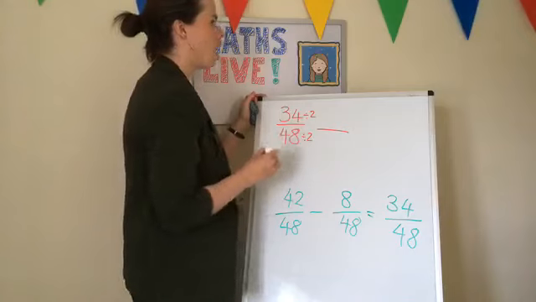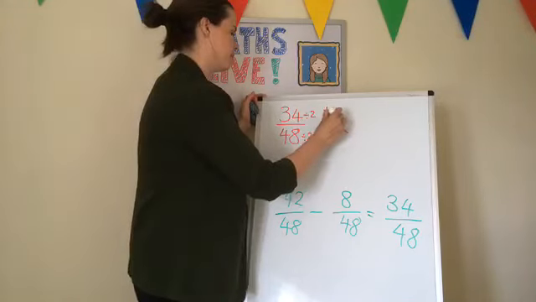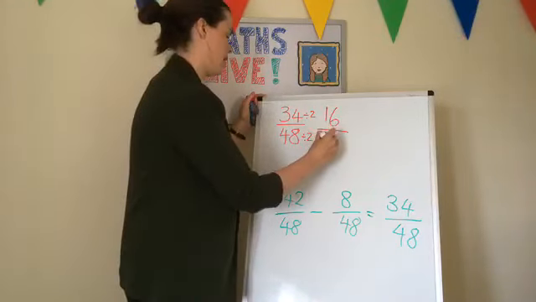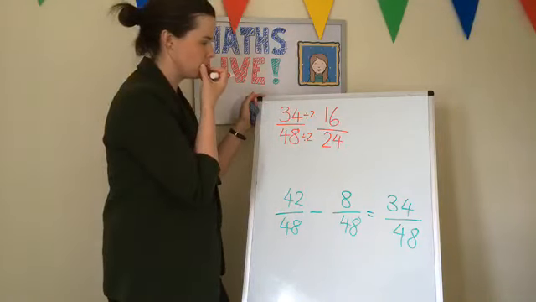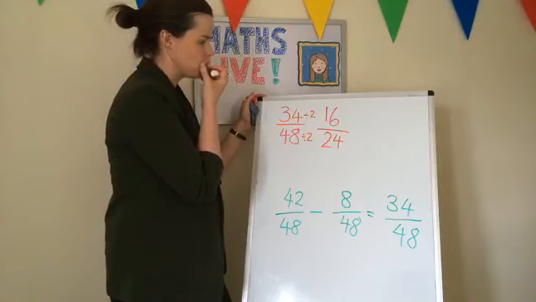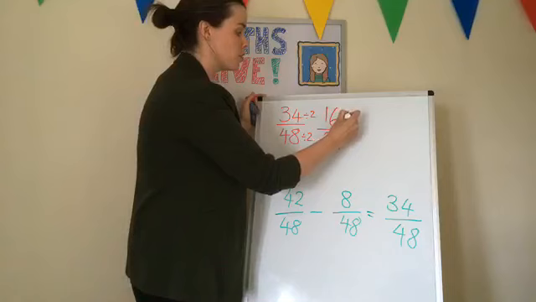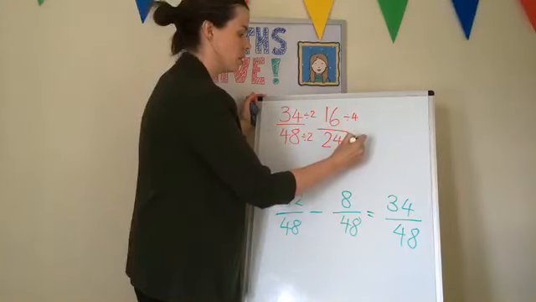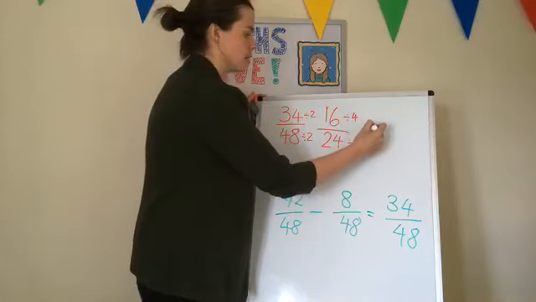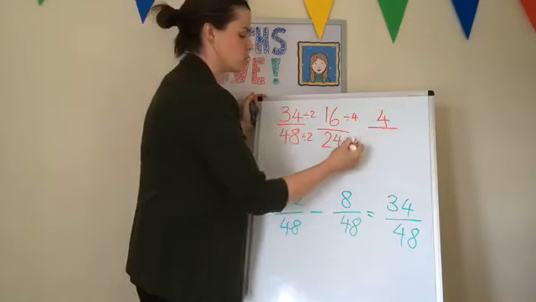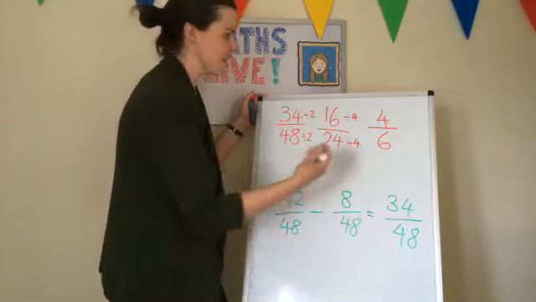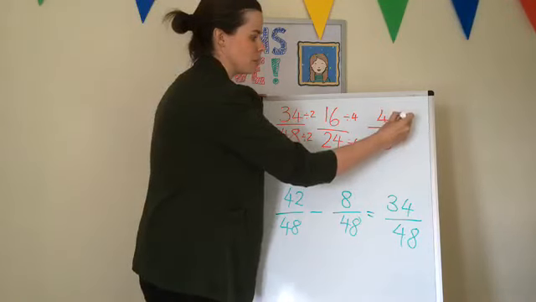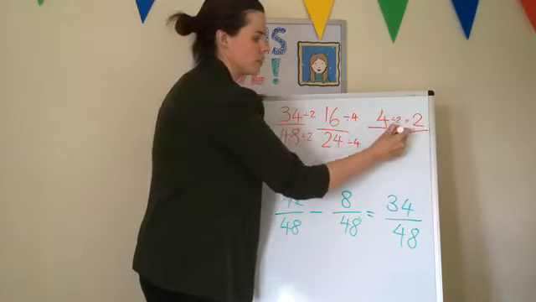Okay, so half of 34 is 17 and half of 48 is 24. Now, can I spot any common factors? So 16, 5 plus 2, 6, it's 4. They're both in the 4 times table. So 4 4s are 16, 5 4s are 20, 6 4s are 24. Getting closer. You see how many times you've got to do it? So divide that by 2, that is 2. Divide that by 2.